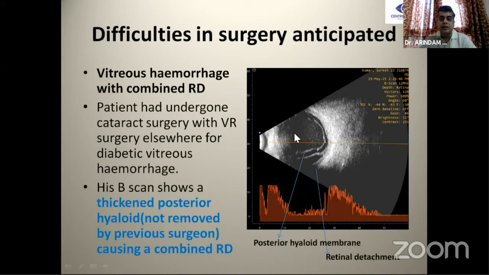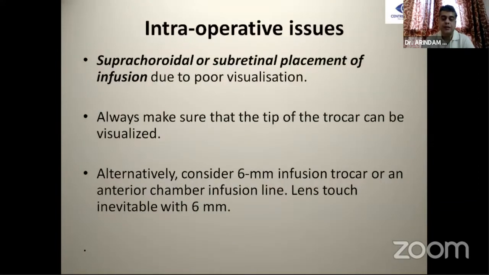This is another case operated elsewhere for cataract with vitreous hemorrhage. Now the previous surgeon hasn't removed the posterior hyaloid, and it possibly caused the combined RD, and he also has vitreous hemorrhage. So this scenario indicates that the resurgery will be extremely difficult, because persisting posterior hyaloid is a condition where it precipitates extensive PVR changes.